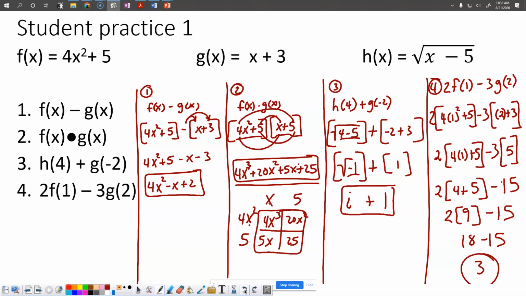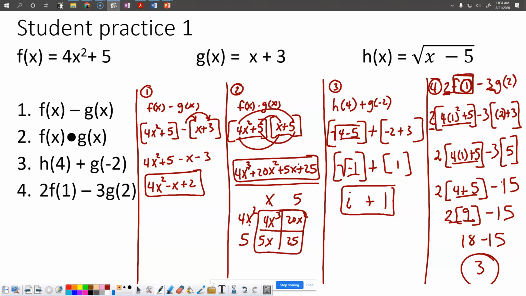Number 4, I guess I was being kind of mean there as well. On all the examples I had, I never had a number in the front, right? What's up with that? Well, that means we're multiplying it. So what we're going to do is plug 1 in for x into the f function, which is what I have here. And that comes out to be 9. And then afterwards, you're going to multiply it by 2, so you get 18.